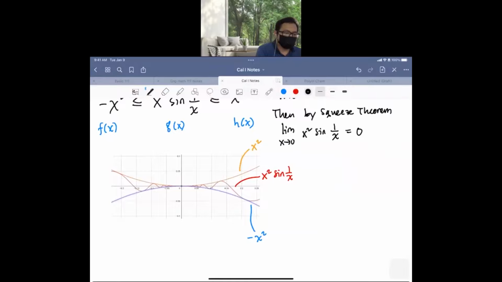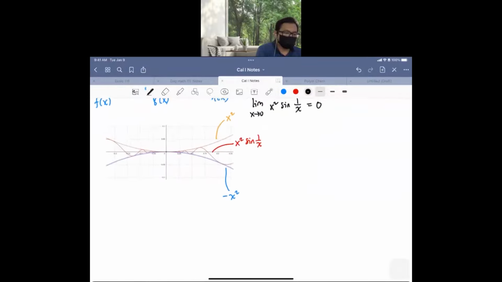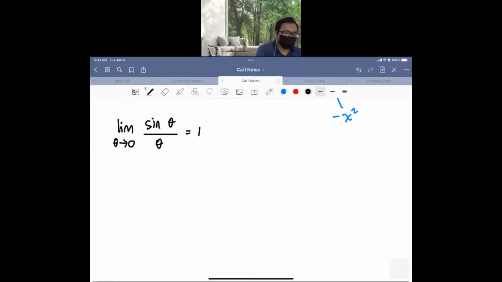Within this squeeze theorem, I would like to try my best to prove that the limit of sine theta over theta is 1. Now, before we use the squeeze theorem, we need to define this theta in geometry. So we start with this.